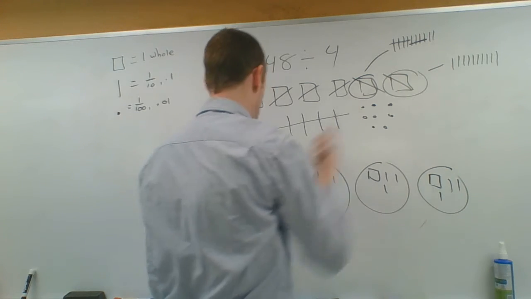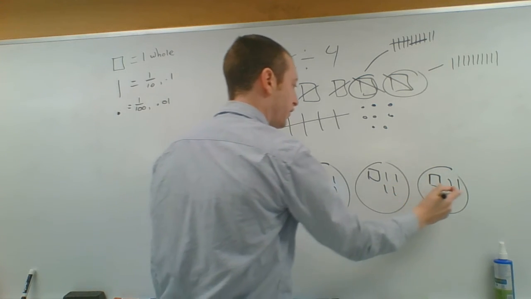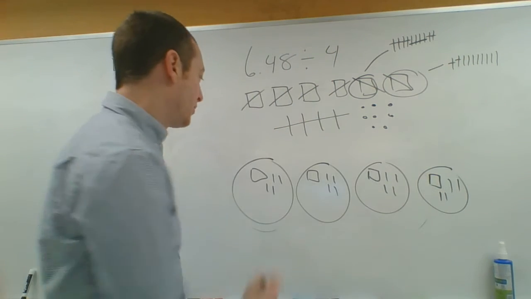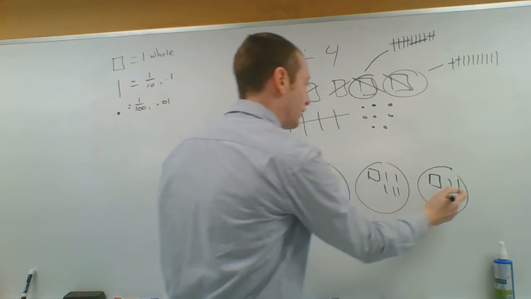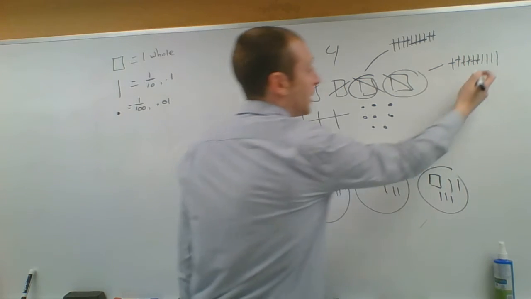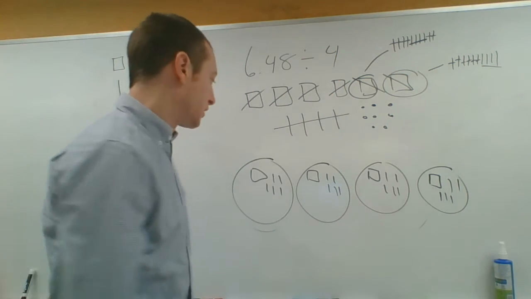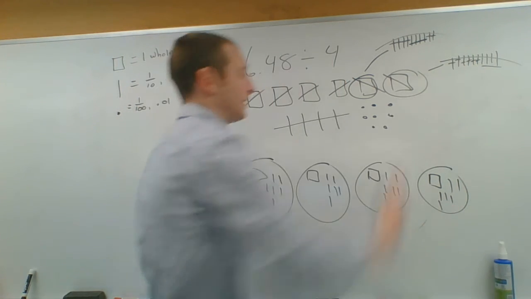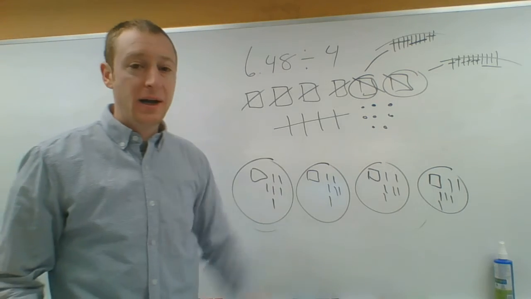Another 4. 1, 2, 3, 4. Another 4. 1, 2, 3, 4. And then it looks like I've got 4 left, right? So that works out. Done with my tenths. All right, moving on to my hundredths.